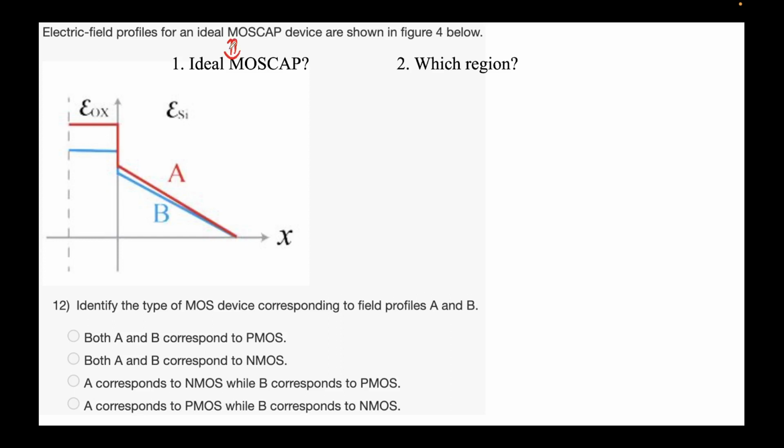Second, which region? Okay, again I'll do the same thing. Please recall the previous problem, right?